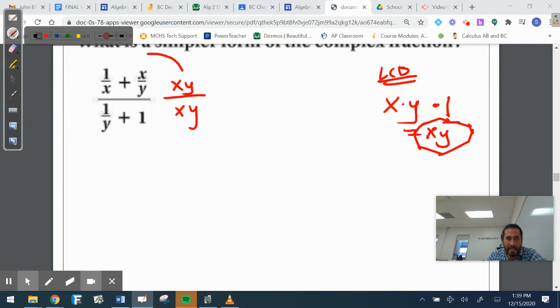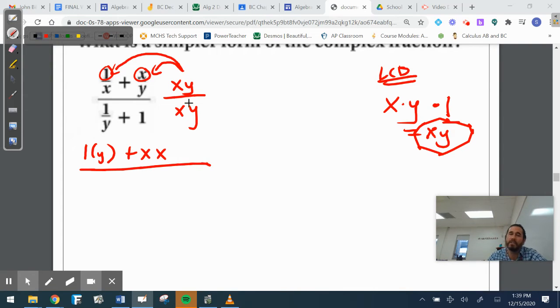So if I multiply this by this, the x's will cross out, and you'll be left with the 1 times the y. And then it's the plus sign. And then we're going to multiply this by this. Look at that, now the y's cancel out, and you already have an x there. But since just the y's cancel out, you've got to add an x right there. That'd be x squared.